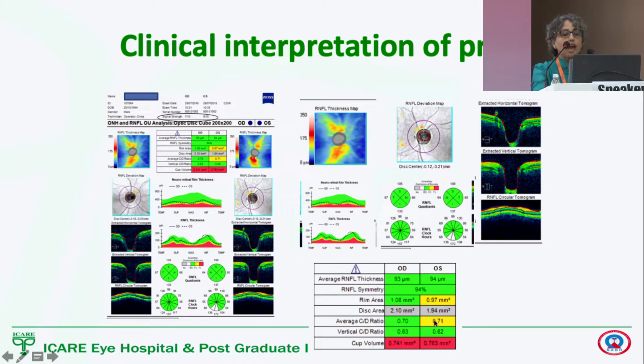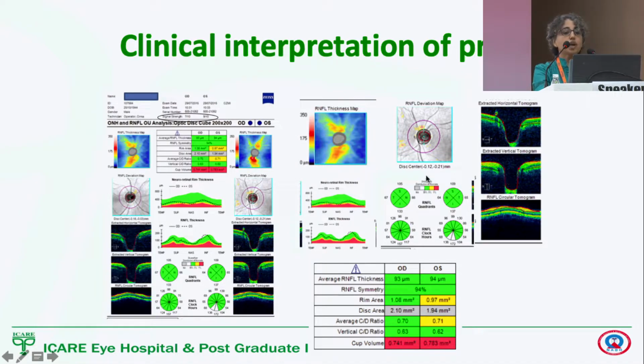It also gives you the average cup disc ratio and average vertical cup disc ratio. Cup volume is another very important parameter, and I'll show you some examples where it can help you. Not always a deep cup is abnormal, but in some cases, increasing cup volume can also be a sign of glaucoma.